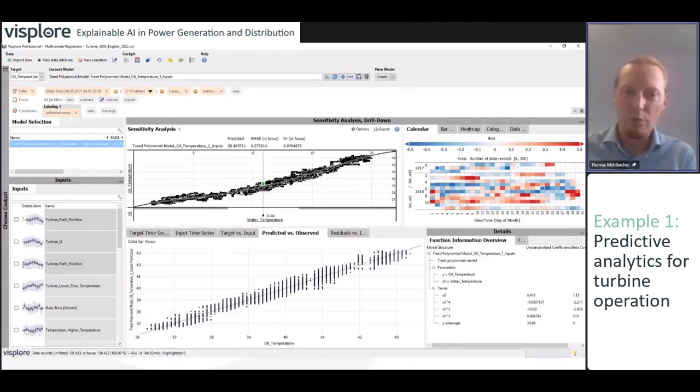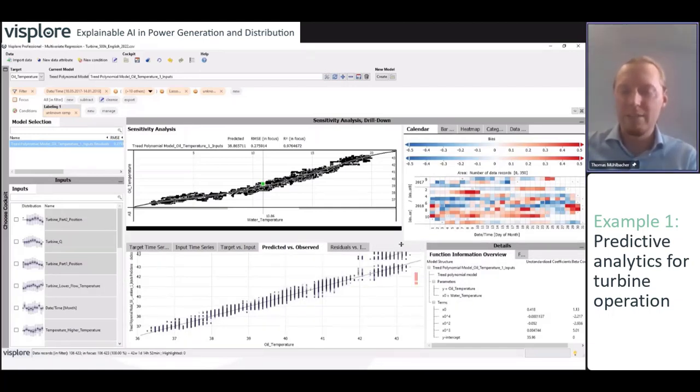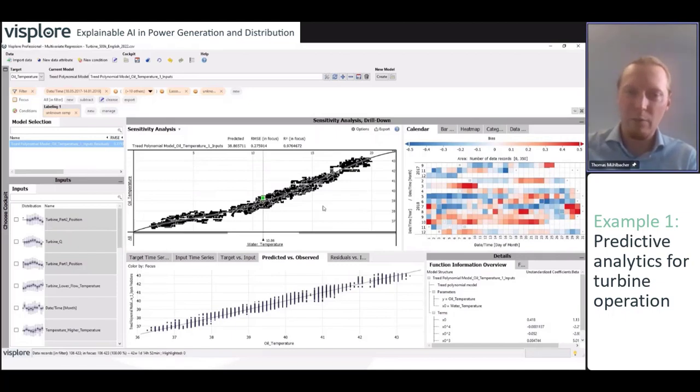You see the graph of the model here. You also see the model definition down here. So basically we have a polynomial up to 4th order using the water temperature with these coefficients. This is quite nice, but you see that there is also still some variance left in here that is not explained by the water temperature.